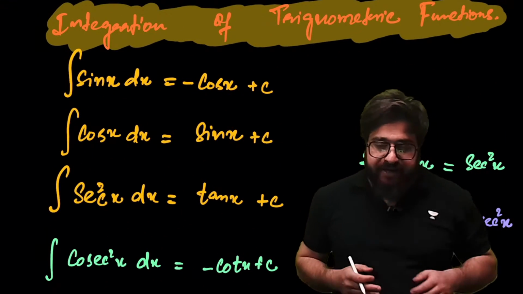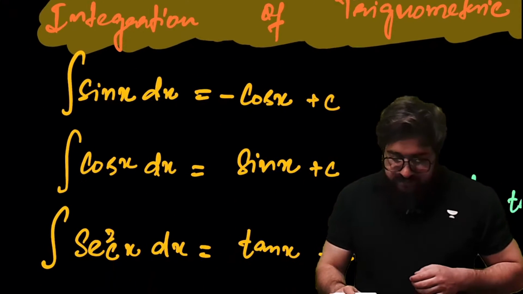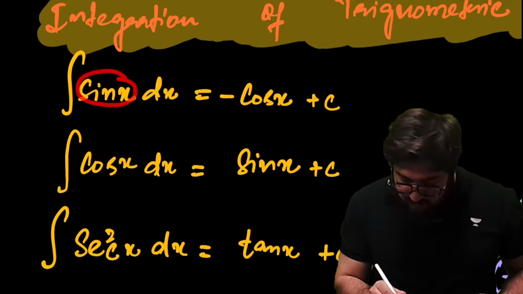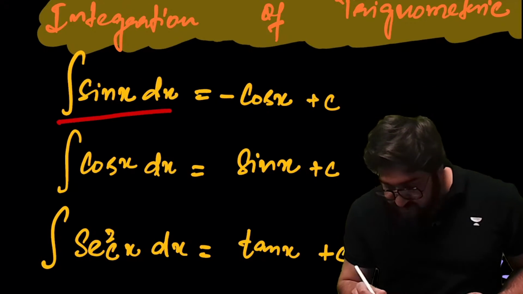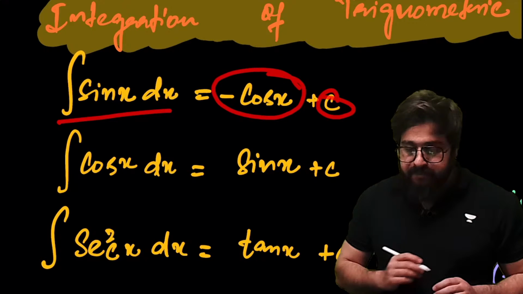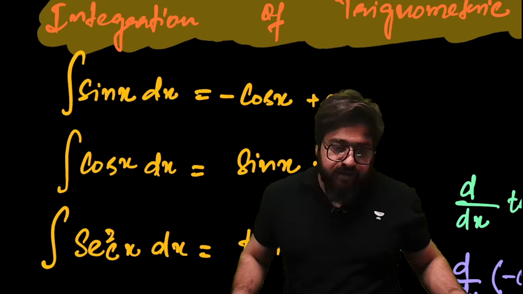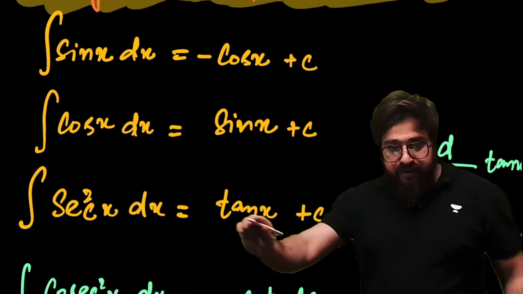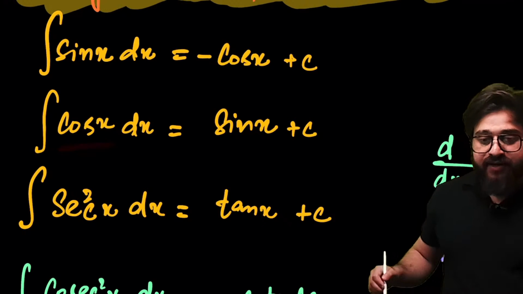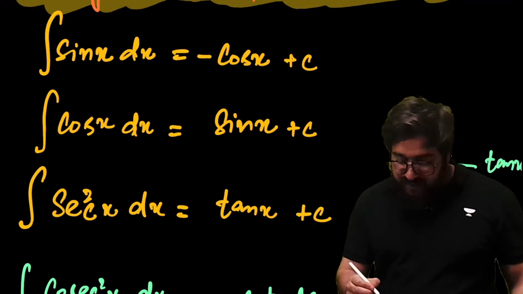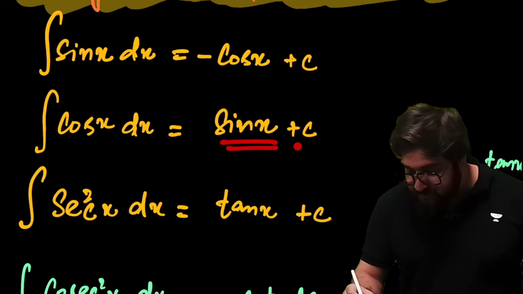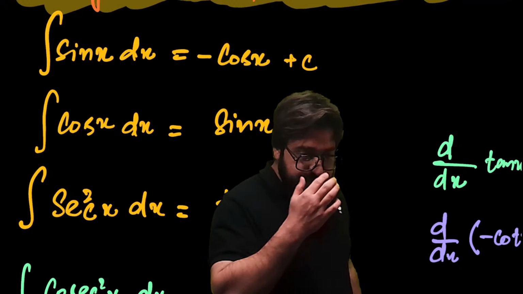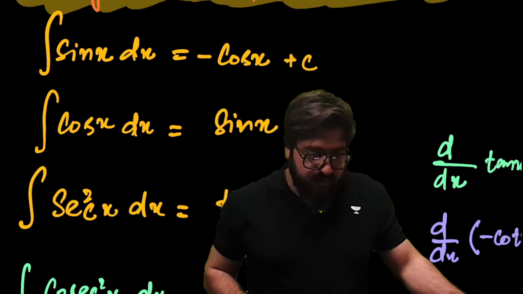Now, integration of trigonometric functions. Let's suppose you have sine x, and I am asking you to tell me the integration of sine x. Integration of sine x is equal to minus cos x plus c. Plus c means plus constant. And if you have to integrate cos x, integration of cos x dx will be sine x plus c. Is this clear till over here, guys?